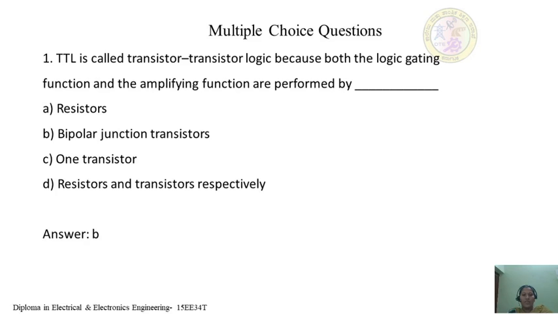Can anyone think about what is the answer for this question? The answer for this question goes like this. The BJT is the answer for this question because in the comparison table we have seen the device used for the TTL family is BJT. Hence, the answer for this question is the bipolar junction transistors.